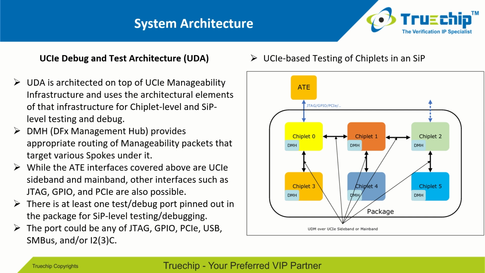So we can say that the UCI debug and test architecture is used for single chiplet testing, multiple chiplet or system and package level testing, and overall system level testing. Here we have an example of UCI based testing of chiplets in a system and package.